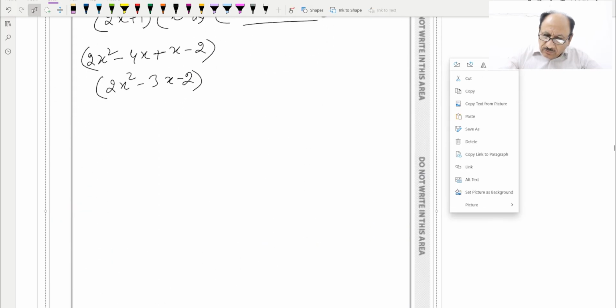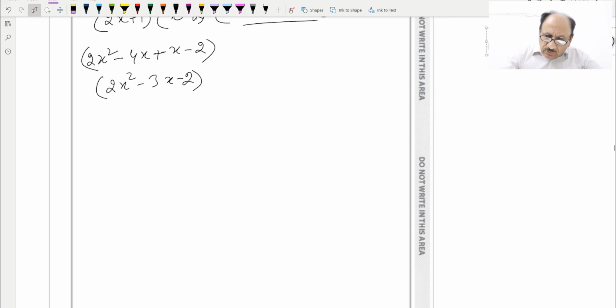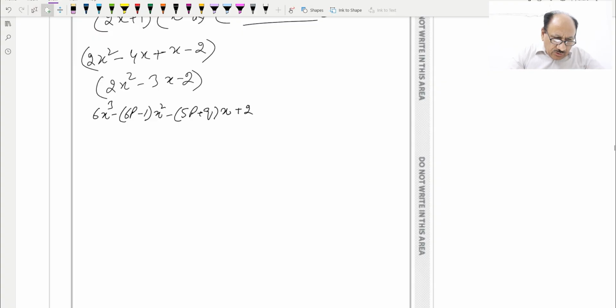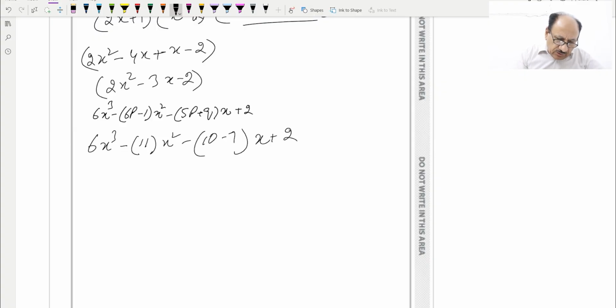This will be, and in this equation we will have to replace x, where p is equal to 2. So our values: x cube minus 6 into 2 will be 12. So 12 minus 1 will be 11 x square, and minus 5p where p is 2, so it will be 10. So this will be 10 minus 7 for the q value, and x plus 2.